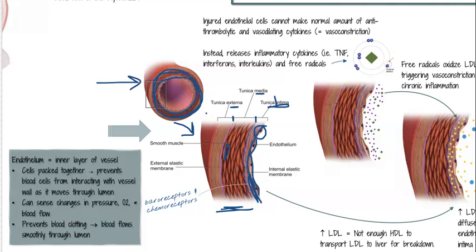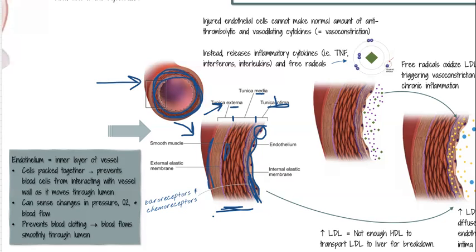And then you have the very outside one, the tunica externa, and this is basically just a dense layer of connective tissue, and again, collagen. And like I said, that collagen will come into play later.